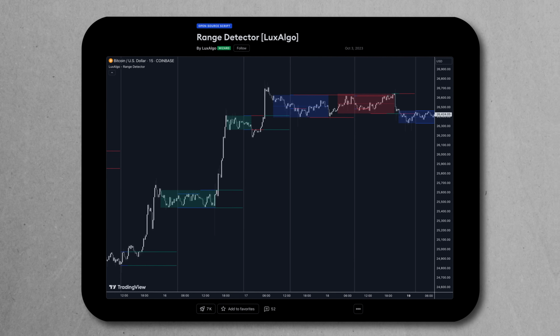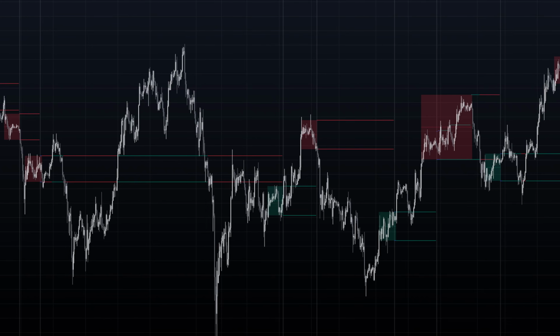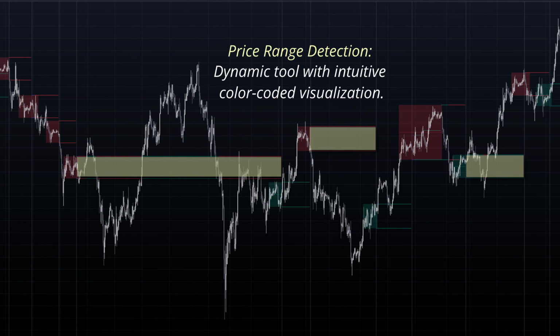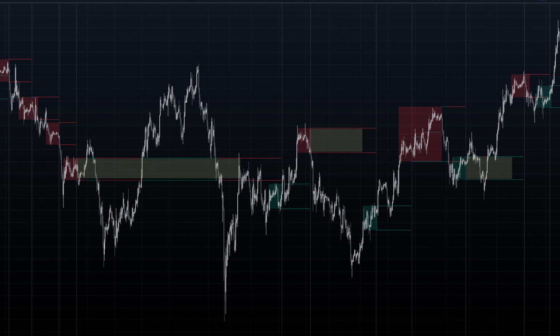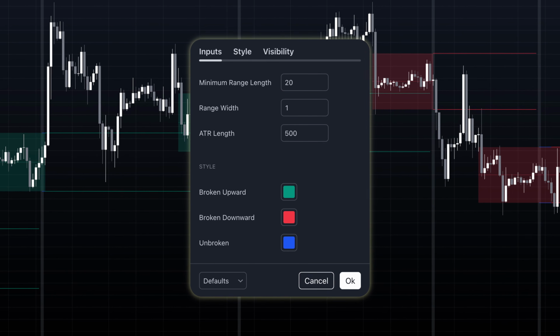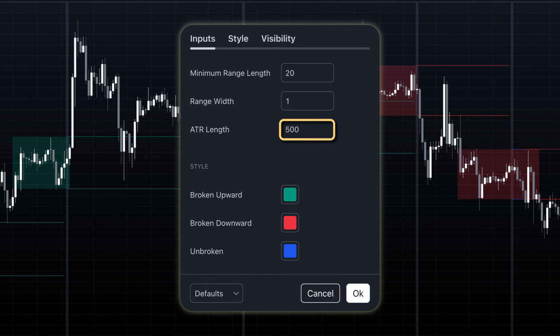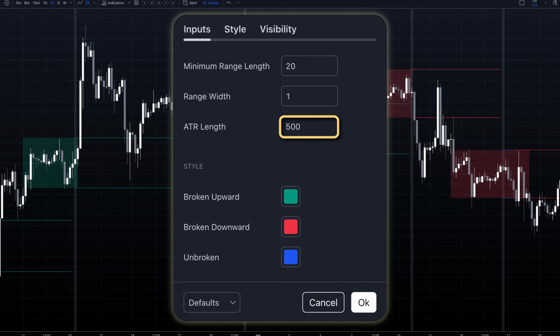The Range Detector by LuxAlgo tool dynamically identifies price stabilization zones, visualizing these ranges with intuitive color coding. The indicator works by examining price movements over a specified window of bars, determining range boundaries using the average true range as a measure of price volatility.